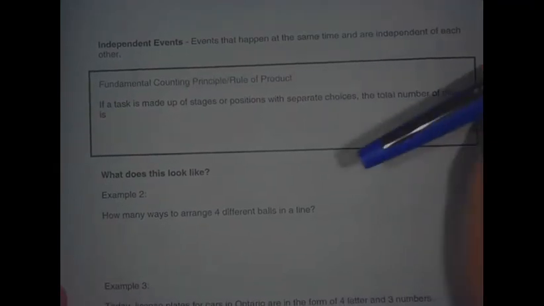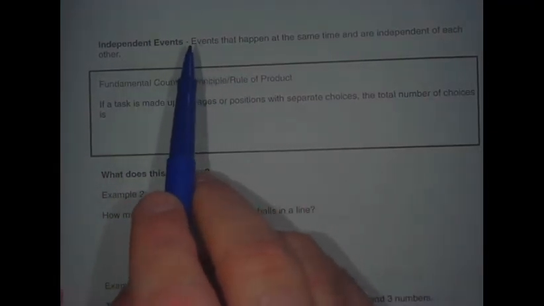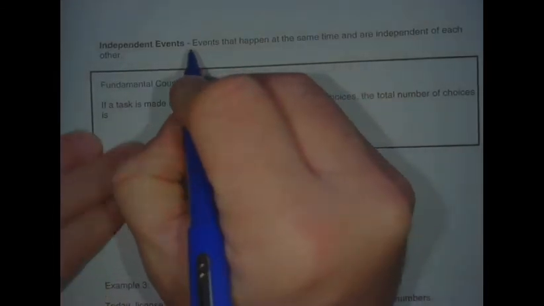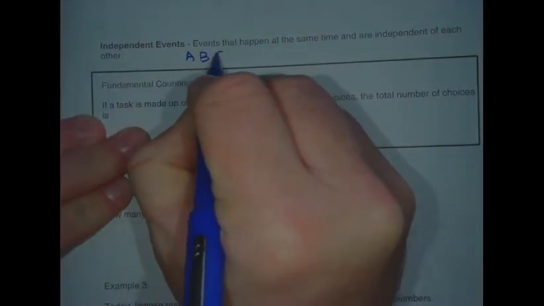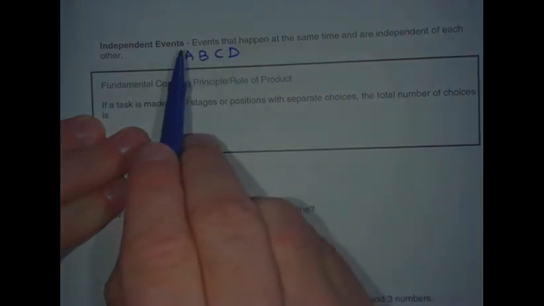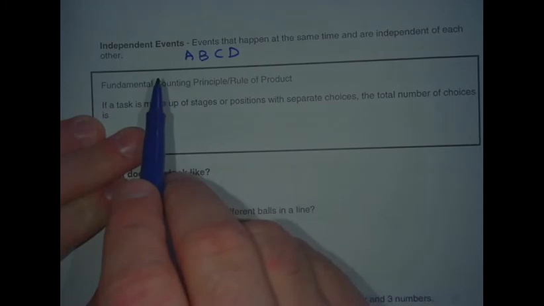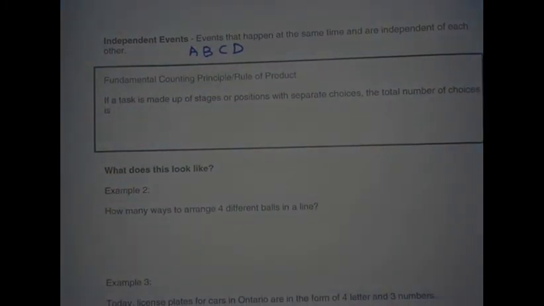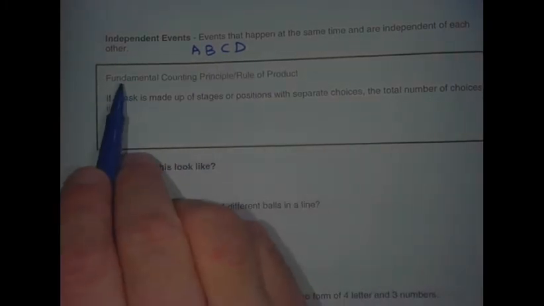If we turn the page, that's what we're looking at. So these are independent events that happen at the same time and are independent of each other. So the idea there is when we were putting A, B, C, and D, the way we choose A and B, those are independent of each other. They don't interact and they don't change those things. And what we just wrote on the first page is exactly what this rule is.